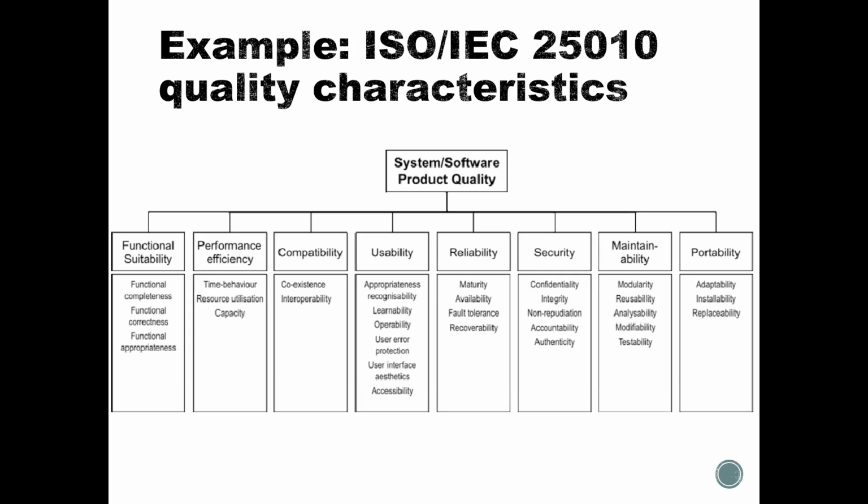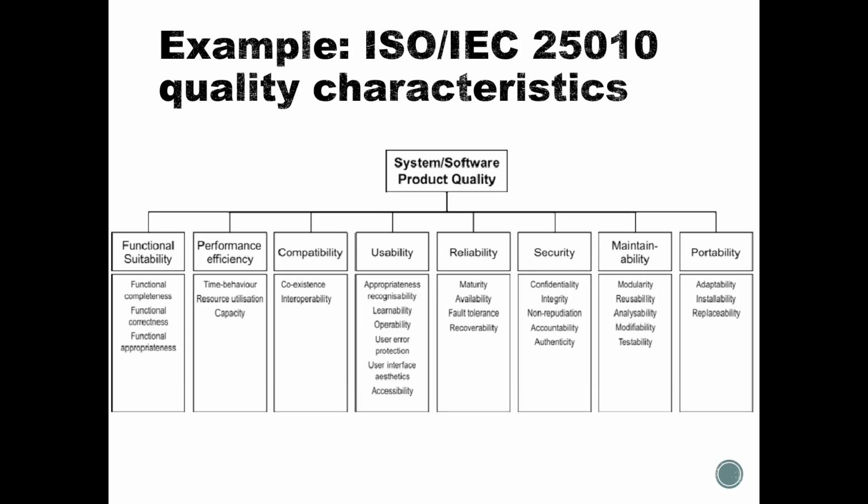Then we have security. It is the degree to which a product or a system protects information and data, so that a person or other product or system has the degree of data access appropriate to their type and level of authorization. Then we have maintainability and portability. Maintainability refers to the degree to which a particular product can be maintained and upgraded according to new needs. Portability is the degree to which a particular product can be used with multiple different operating systems.